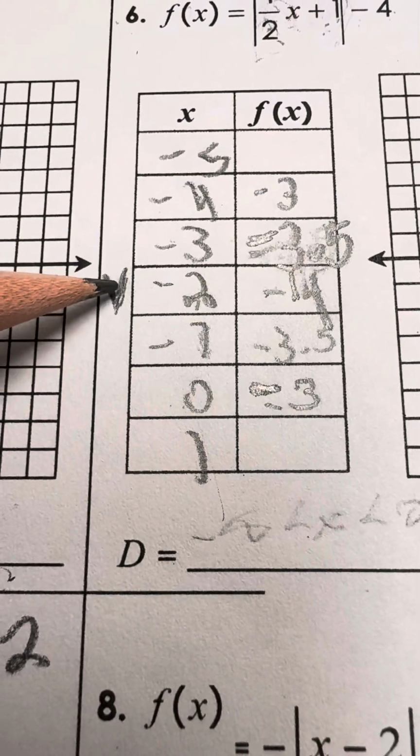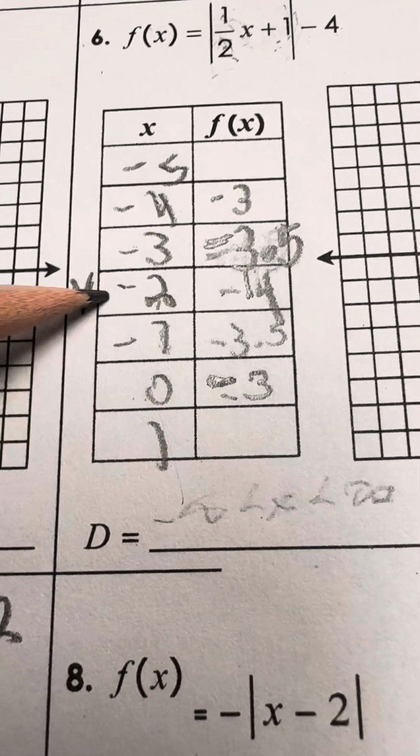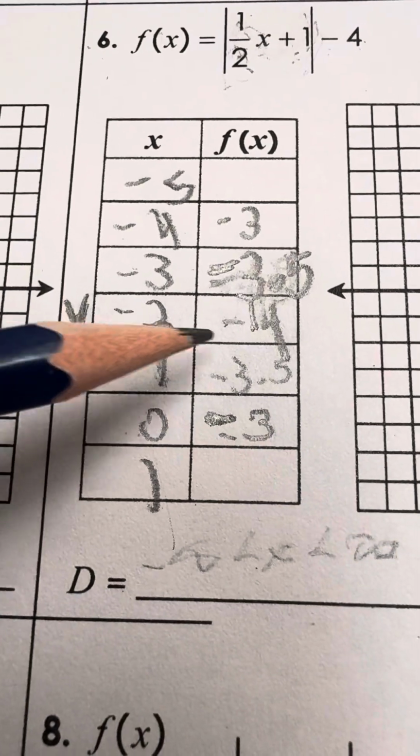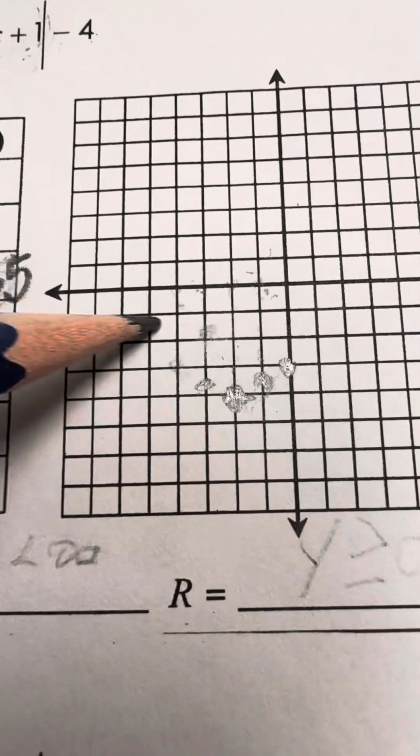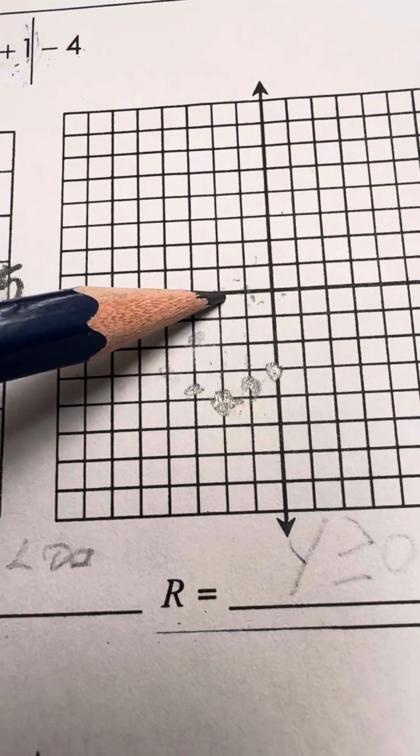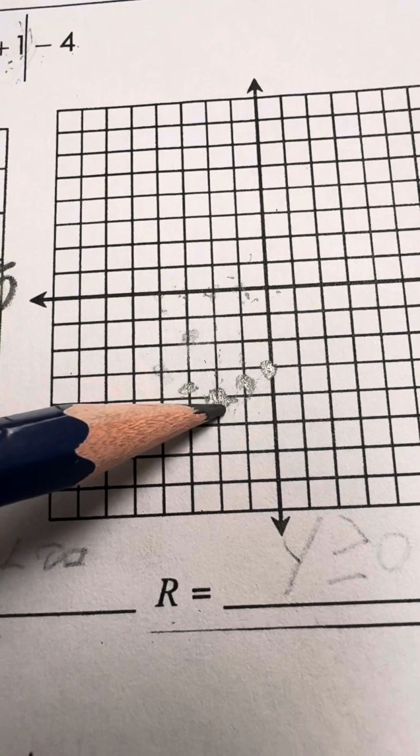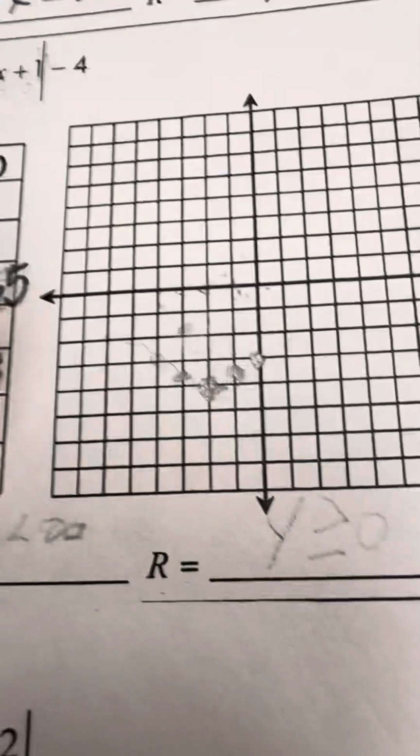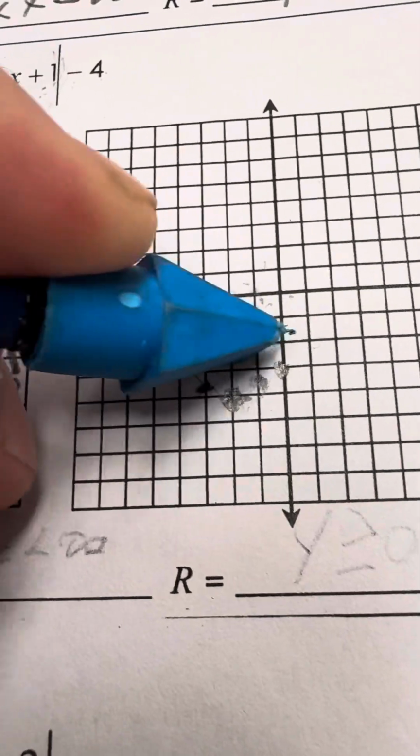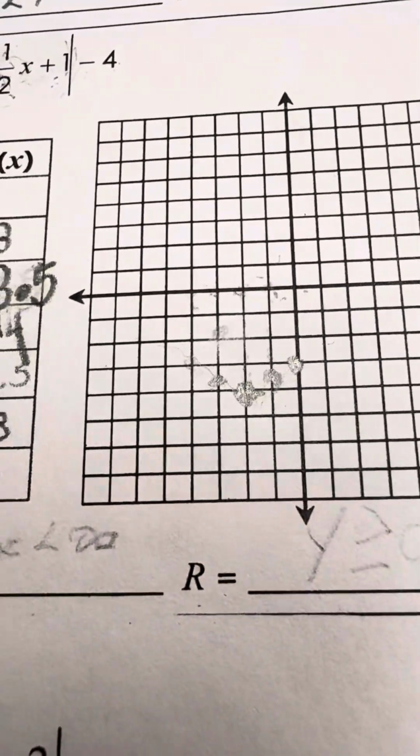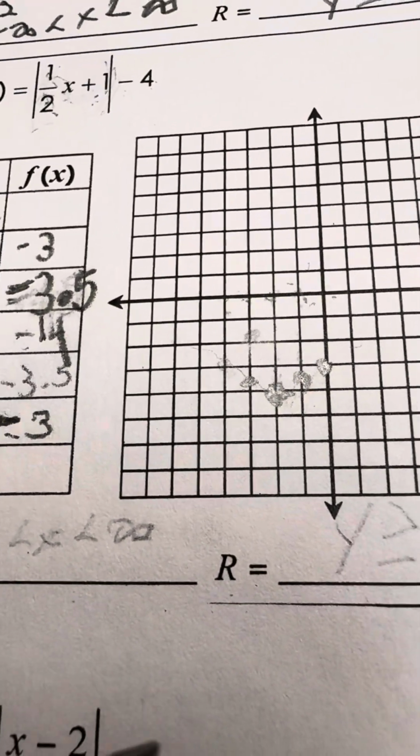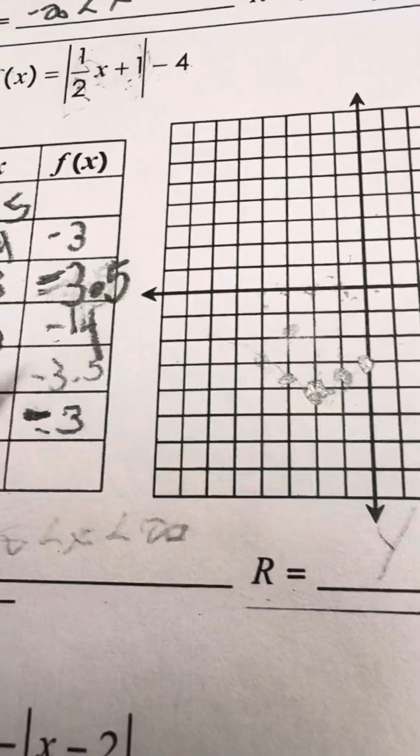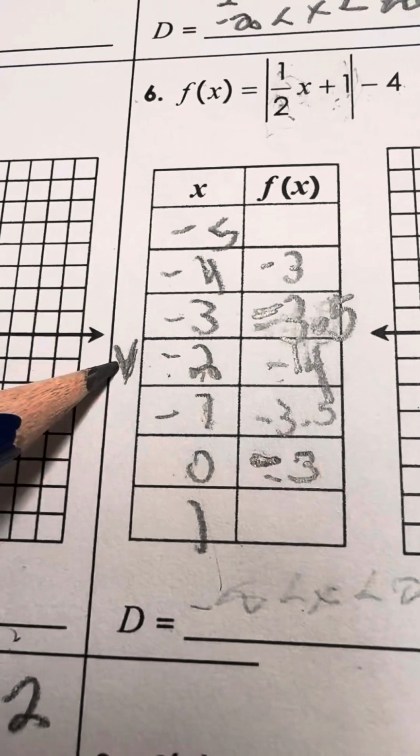So I found that my vertex is -2, -4. And I'll show you how I found out that -2, -4 is my vertex for my graph. That's erased, you just can't see it. Okay, so I'll show you how I found out that that's my lowest point, the sharp point, the bottom of this graph. And that's why I put it in the middle of the table.